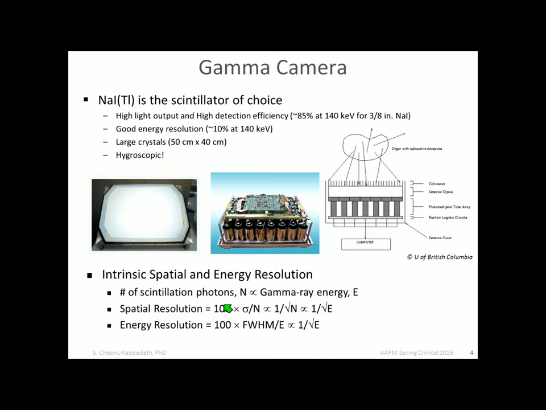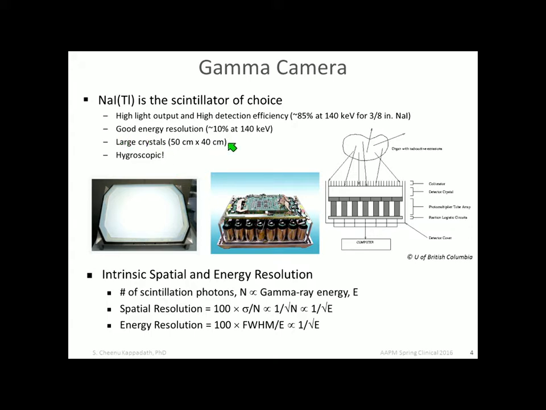When we talk about a SPECT or a SPECT-CT system, at the heart of it is something called a gamma camera, okay? I have shown a cartoon here on the left. Most gamma cameras right now are made out of a sodium iodide scintillator, and this has been the scintillator of choice for many decades, and there's a reason for that.